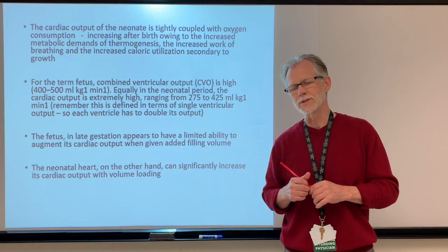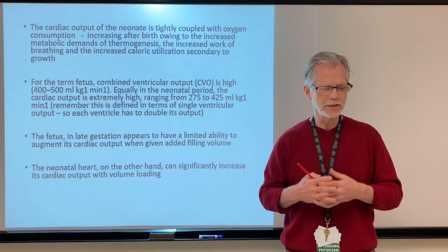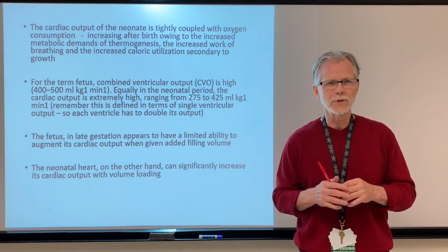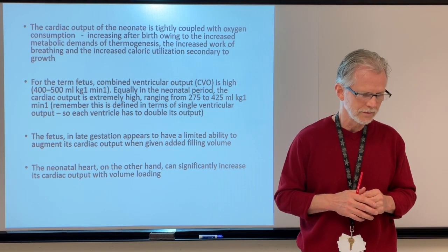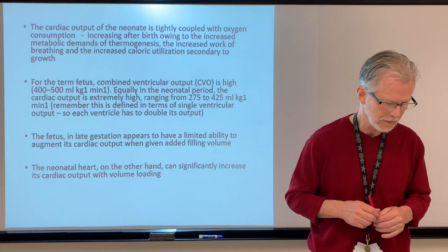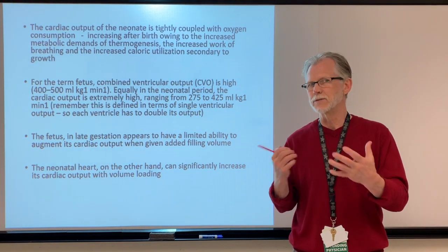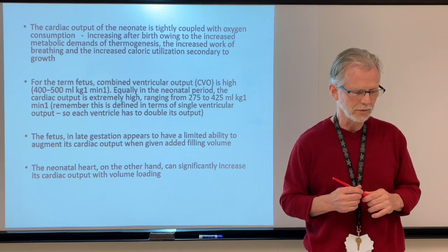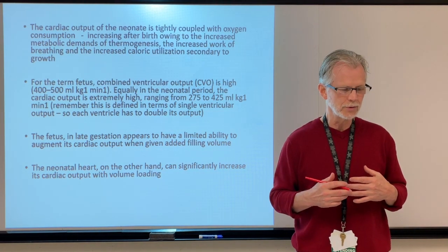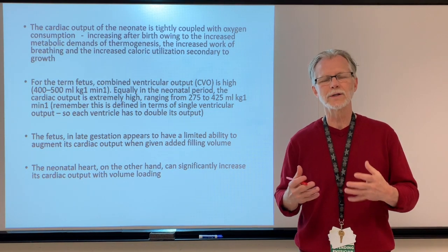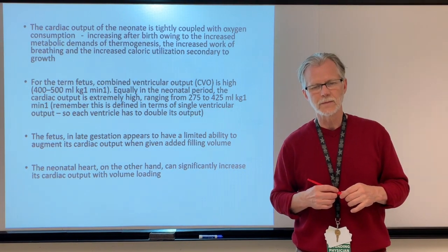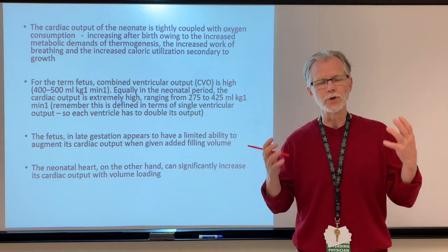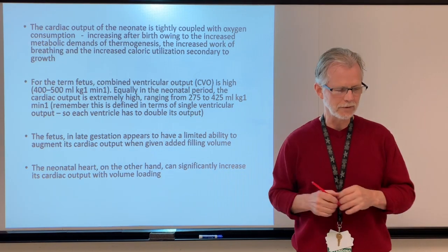The cardiac output is tightly linked to what's needed by the neonate and by the fetus. Oxygen consumption, of course, demands a certain cardiac output per gram of tissue. There are metabolic demands. There are demands of an increased need for thermogenesis. And due to the work of breathing and the extra caloric utilization that requires a higher metabolic rate, there's a new need for more oxygen per gram of tissue.